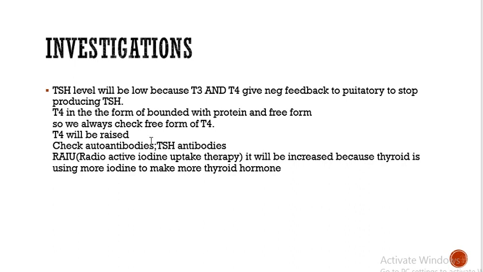T4 will be raised, and we check autoantibodies like TSH antibody, and then we do radioactive iodine uptake. It will be increased because the thyroid is using more iodine because it is stimulated by autoantibodies. So autoantibodies give the message to make more and more thyroid hormone. So how will it make it? It will take the iodine. So when we do radioactive iodine uptake, there it will be increased. So this is the thing.